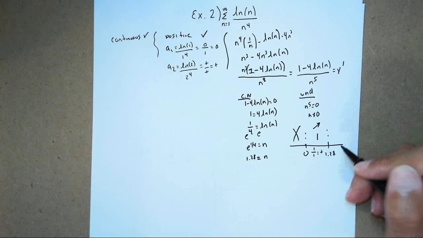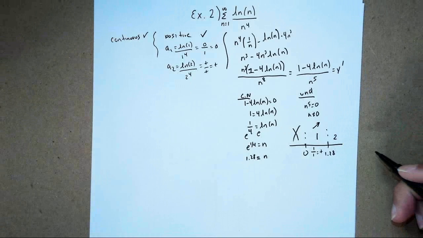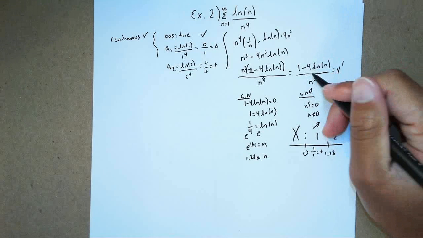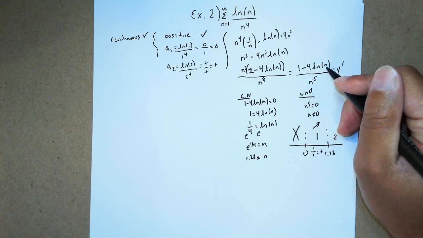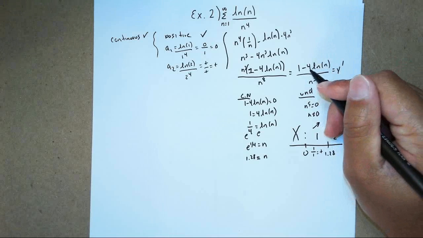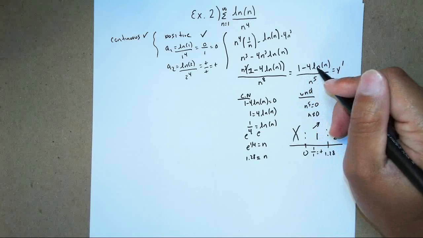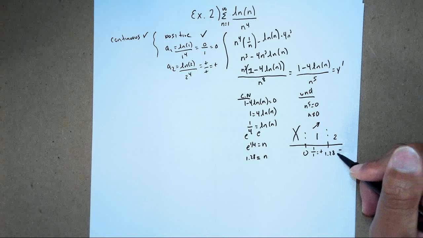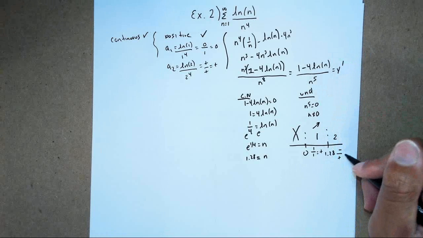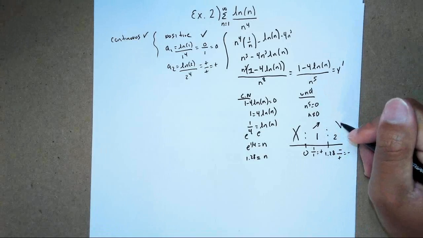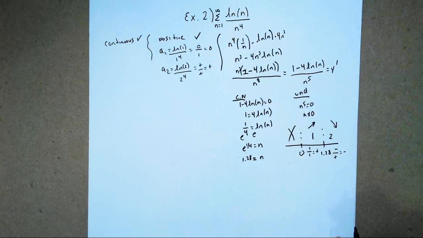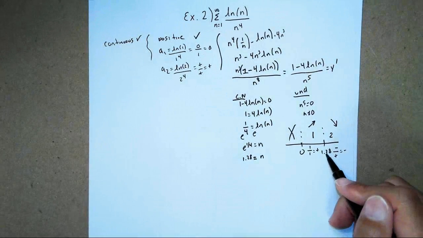So I'm going to plug in another number, which is 2. I'll plug in 2 into here. That's going to be 1 minus 4 ln 2. So if you stay with me, minus 4 ln 2 is going to be a big negative number. So 1 minus that is going to be a negative over 2 to the 5th, which is positive, so this equals a negative, therefore this is decreasing. So my interval of decreasing is 1.28 all the way to infinity.